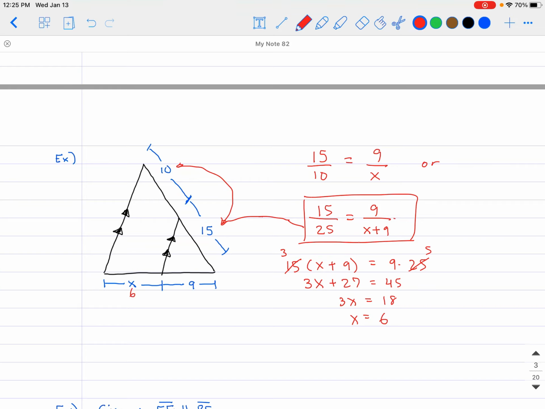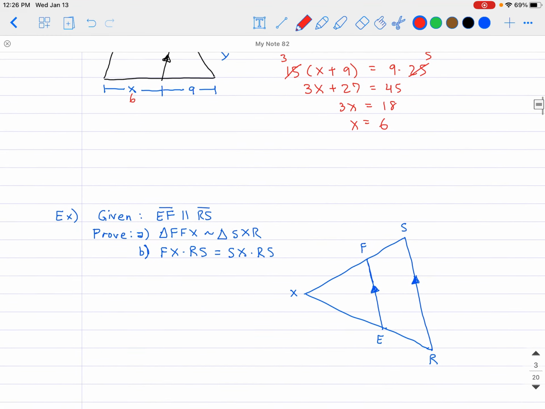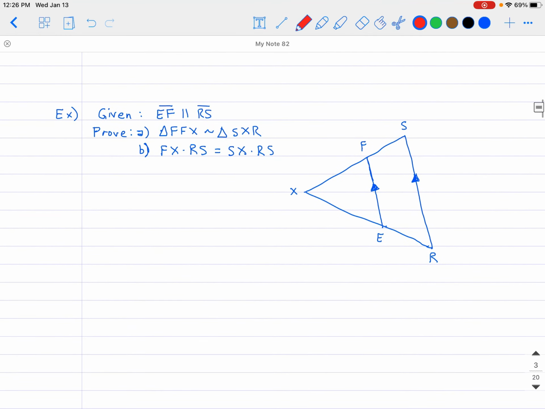Okay. And we'll go ahead and throw 6 into this one just to make sure that it works out. So let's see if this fraction is true. 15 over 10 is reduced to 3 over 2, which definitely looks like it's going to be 9 over 6, because they can then be reduced to 3 over 2 also. So that works out, okay? Now, let's look at this as a proof, and I think that'll probably do it then.